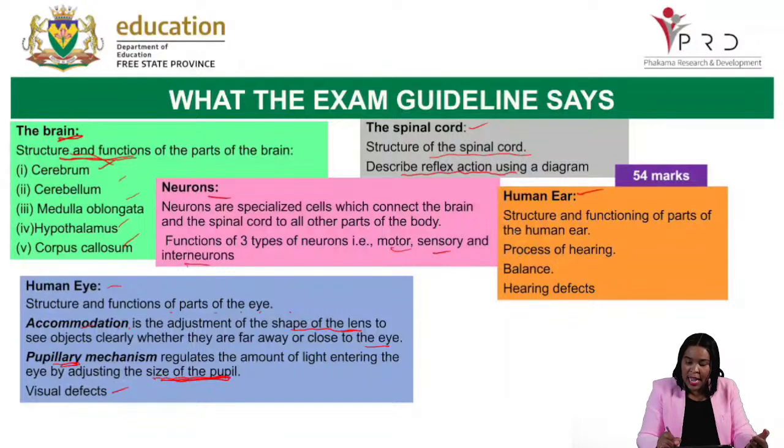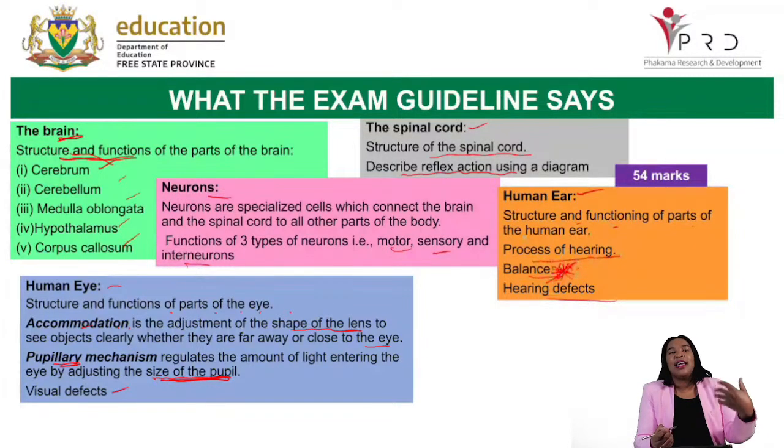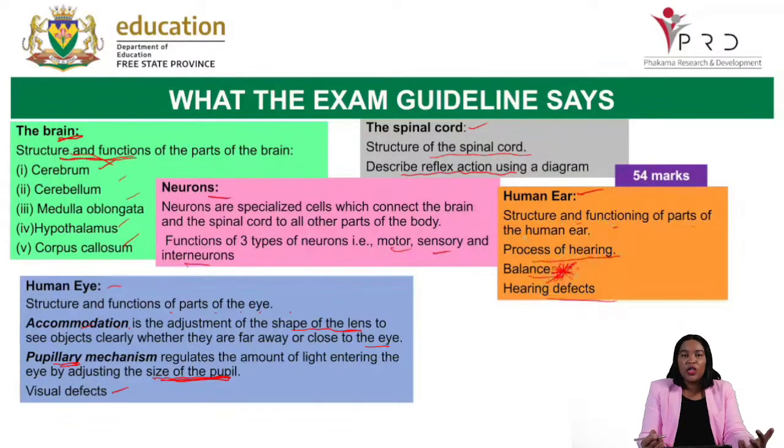Then you must know the human ear, the structure and the functioning of the parts of the human ear, the process of hearing and balance and hearing defects. I know here with balance, most of you don't even consider looking into balance, but there is a way to go about shortening it or making it simpler for you. So all of these carry 54 marks of your paper one. So it's quite a lot.